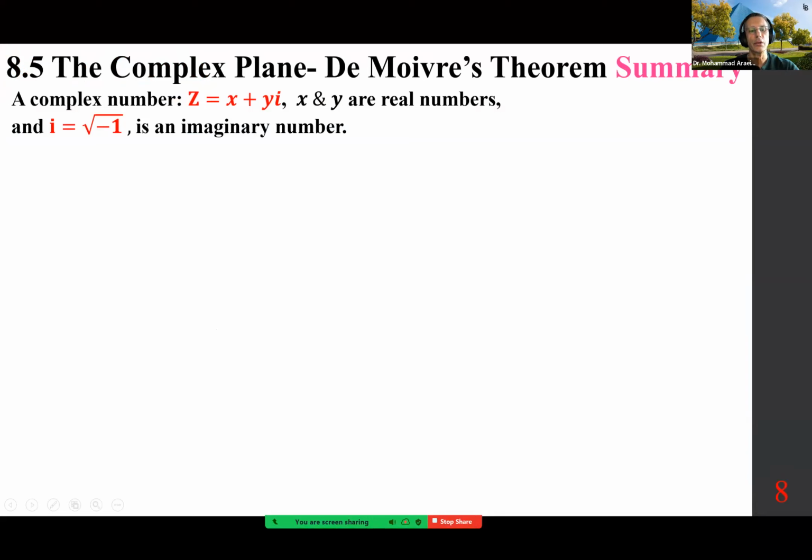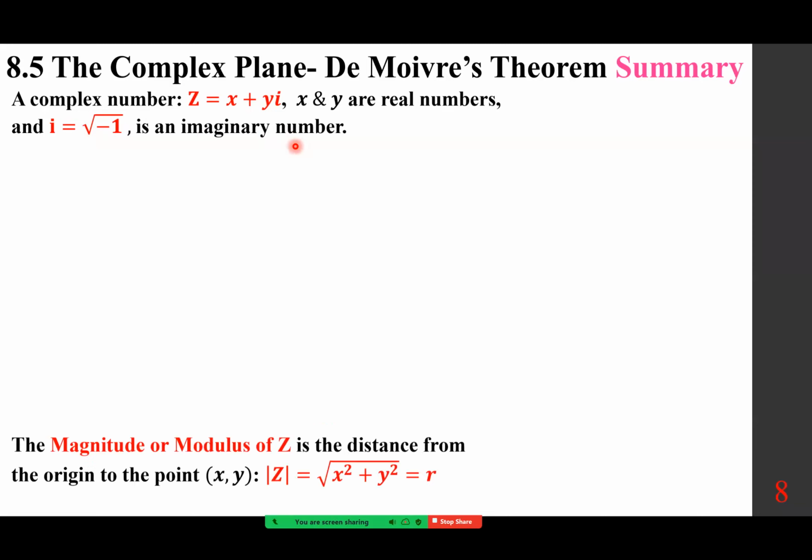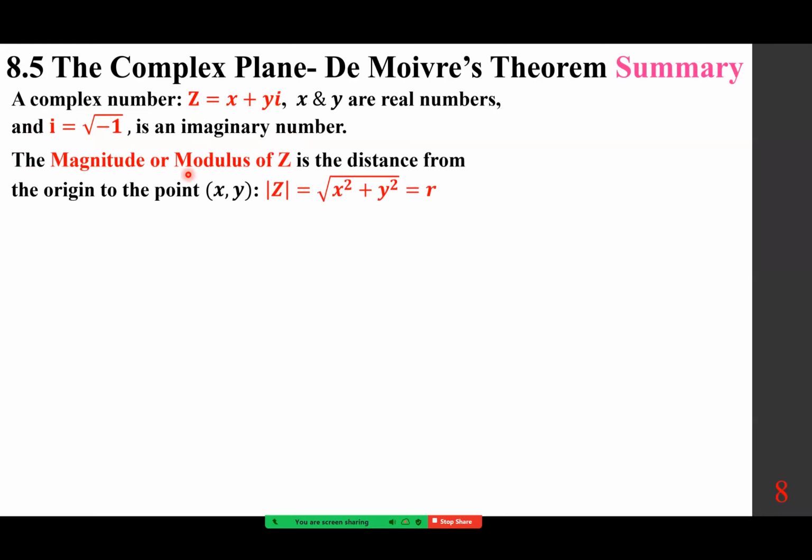Now, we want to go to the new stuff and start with the complex plane, de Moivre's theorem summary. So that's what I want to start with. A complex number in the form of z equals x plus yi, x and y are real numbers. And as you recall, i is the square root of negative 1, an imaginary number. The magnitude or modulus of z is the distance from the origin to the point (x, y). So we write the modulus of z, or absolute value of z, is the square root of x squared plus y squared, which is r. So r is the square root of x squared plus y squared.